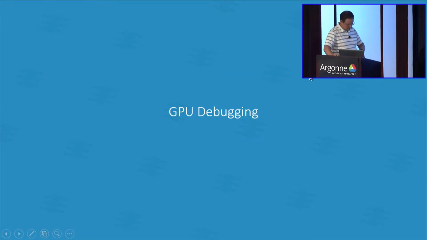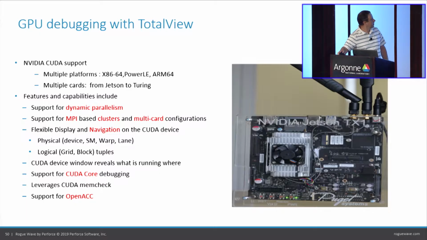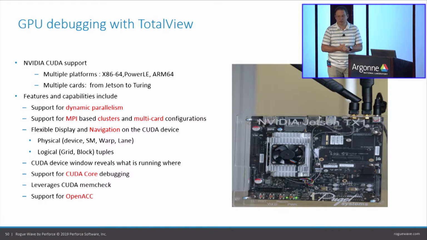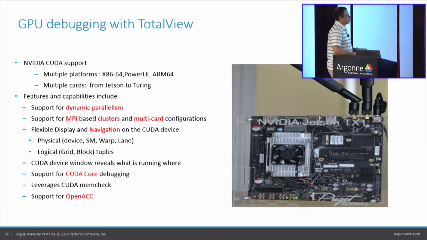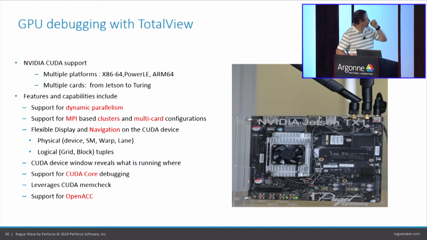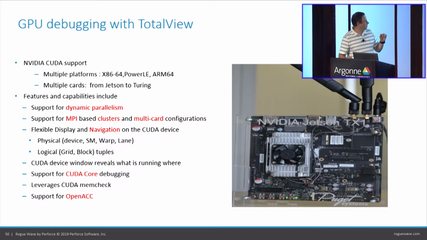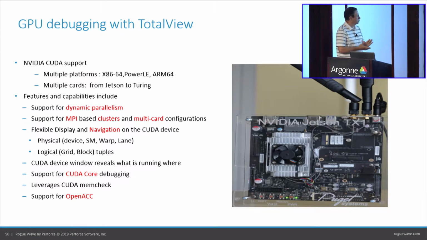In the next part of the presentation, I will be talking about GPU debugging and Python debugging and show some demos as well. We started GPU debugging working with NVIDIA a number of years ago, basically from the beginning of CUDA. And this is one of our latest ones, Jetson TX1 support. Now we support different Jetsons and multiple platforms: Linux x86-64, PowerLE, and ARM64, so we can debug GPUs on ARM64. We support all features basically for CUDA, and also we support CUDA core debugging.